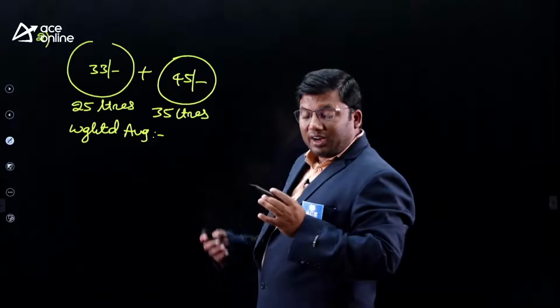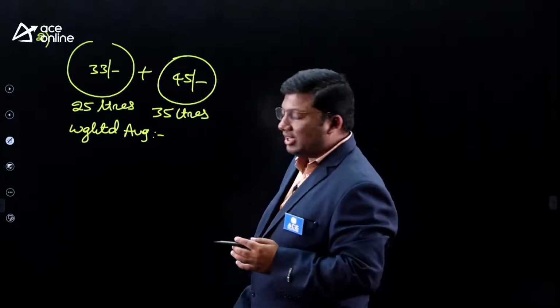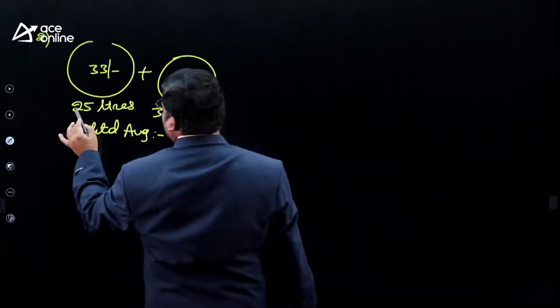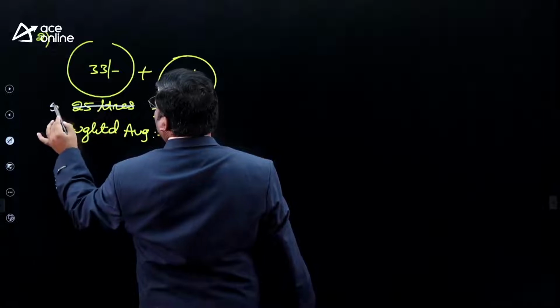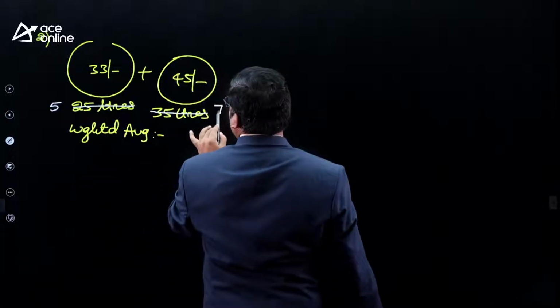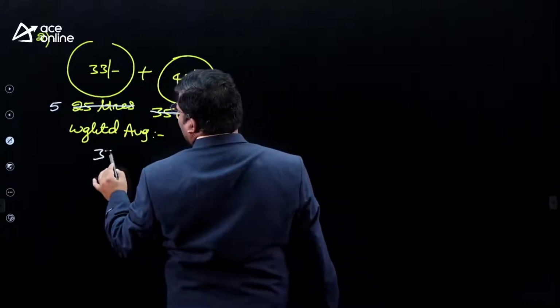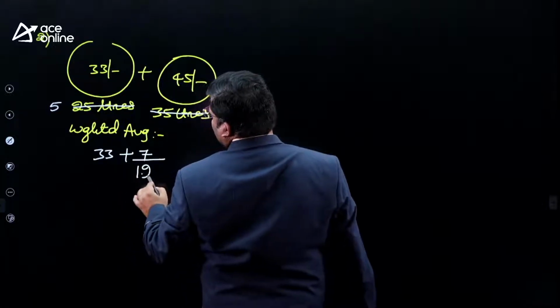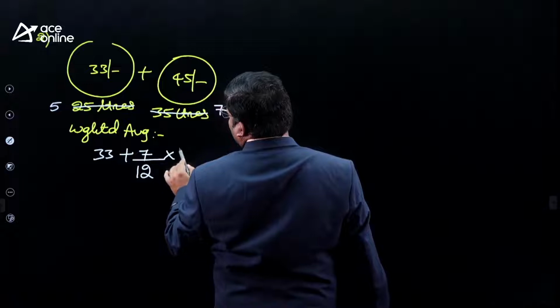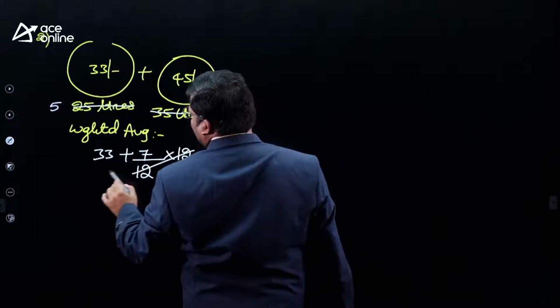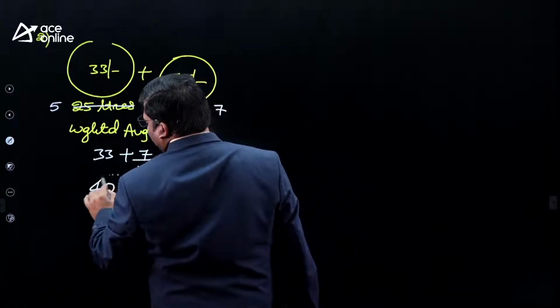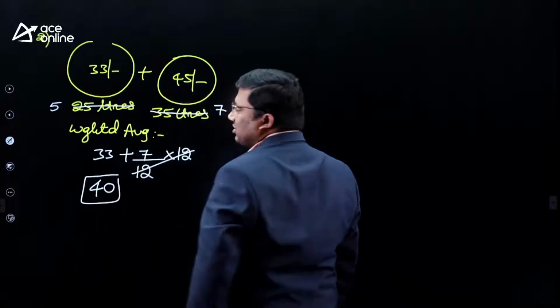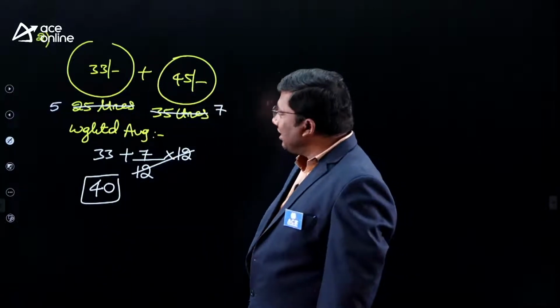Whenever we are mixing the quantities, the ratio in which they are mixed, that only we require. 5 5s are, 5 7s are. So answer is average 33 plus 7 by 7 plus 5. 45, 33, it is 12. Answer for this question is 40. Single step answer. I hope the idea is clear.